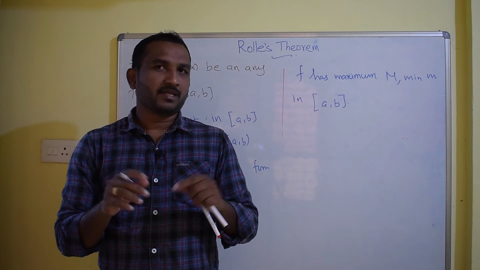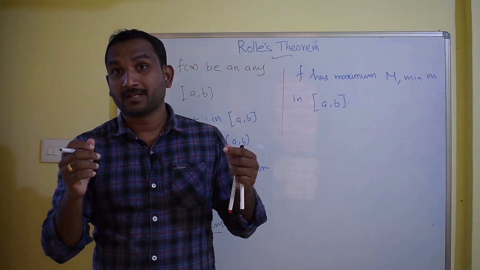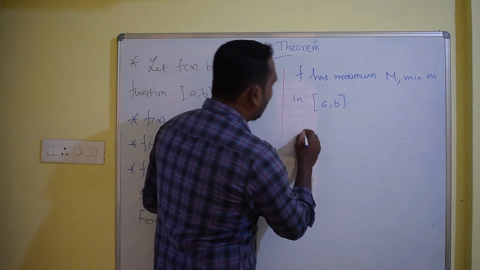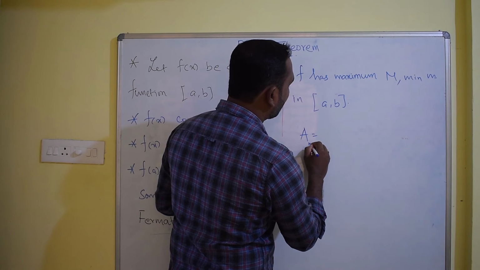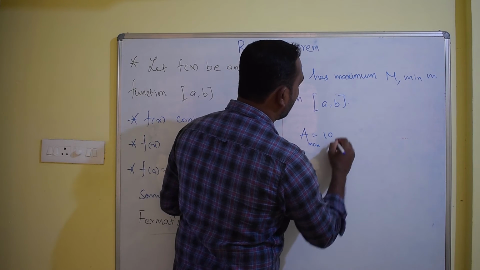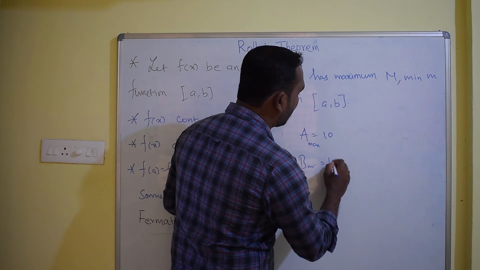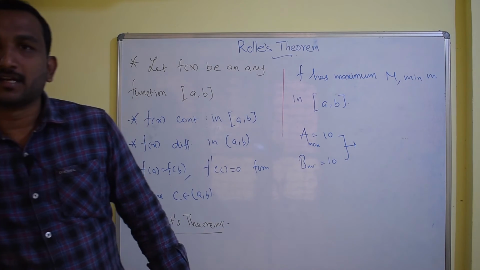Suppose in any function the maximum is equal to the minimum, then it must be constant, correct? Let a maximum be equal to some 10, and b minimum is also 10. Now there is no change here, then it must be constant, right?